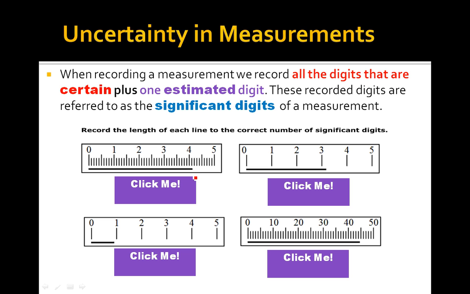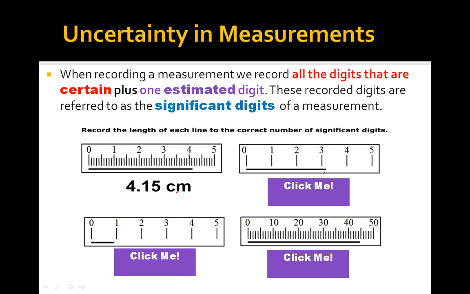Let's look at the first one here. So here I've got 4.1. That's certain. I'm going to estimate the next one. Maybe it's about 0.3. So 4.13. Let's see how we did. Okay, there we go. So I have 4.15. Again, see the last digit is the estimated one. It's going to vary slightly.